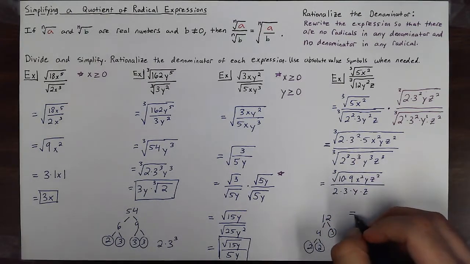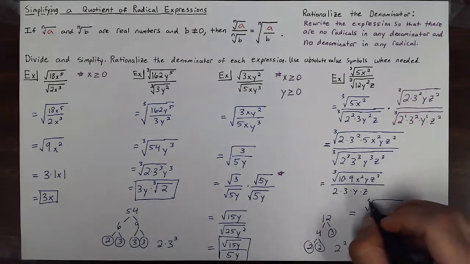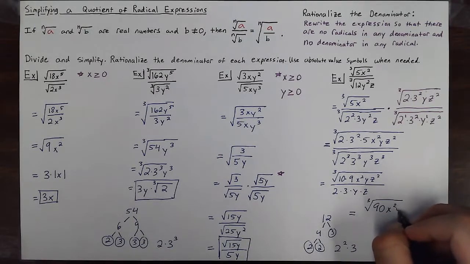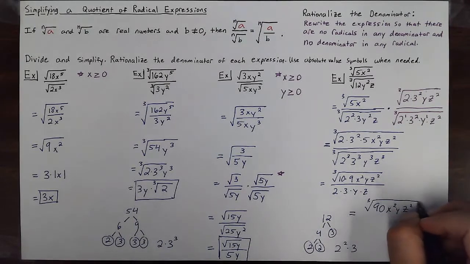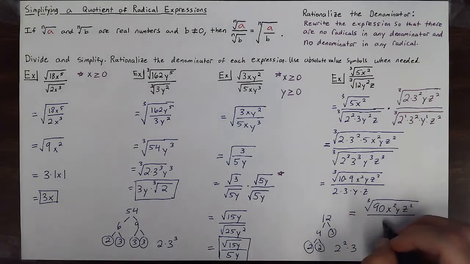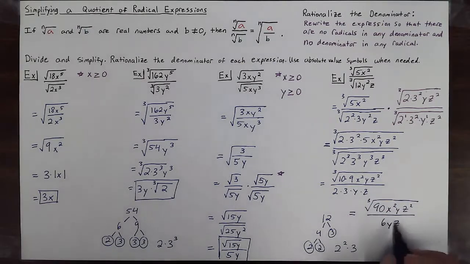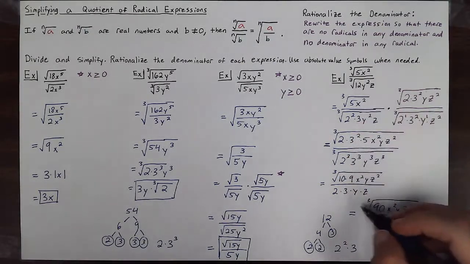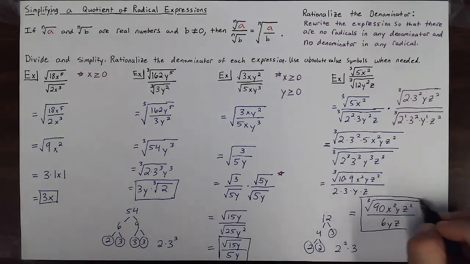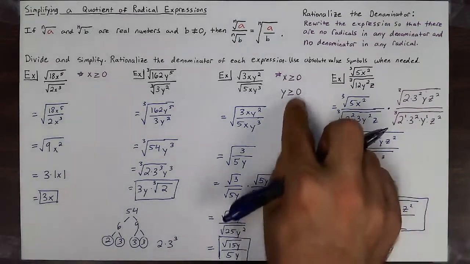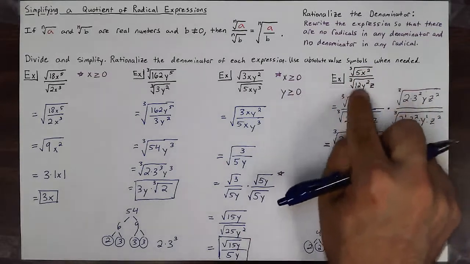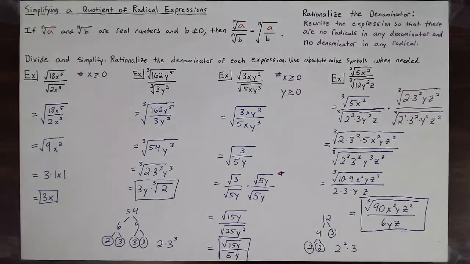So my final answer becomes the cube roots of 90 x squared y z squared over 6yz, with that denominator now rationalized from what it was before. You'll notice here I'm not going to use any absolute value or even check that it's positive because cube roots can have negatives in them. And that is how you simplify a quotient of radical expressions.